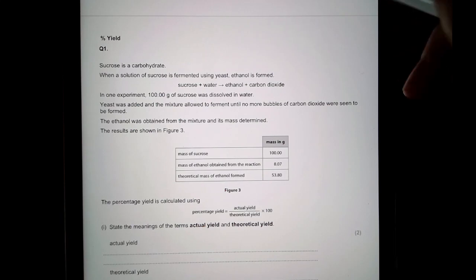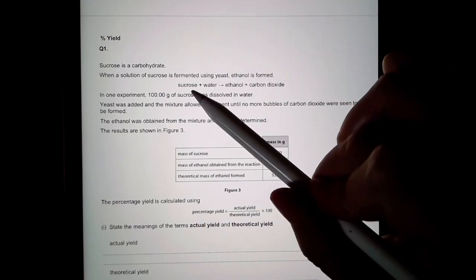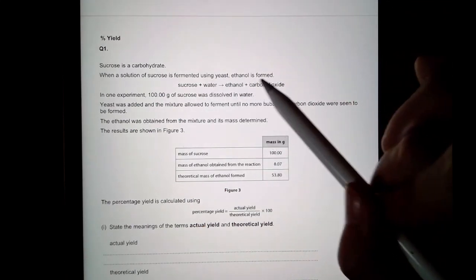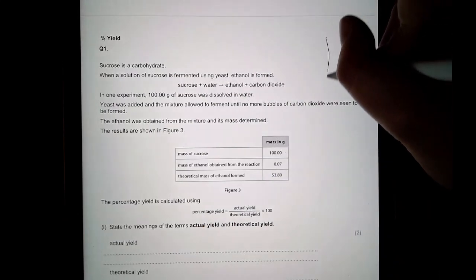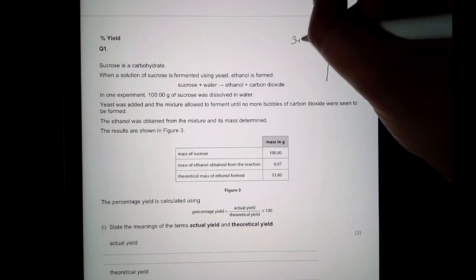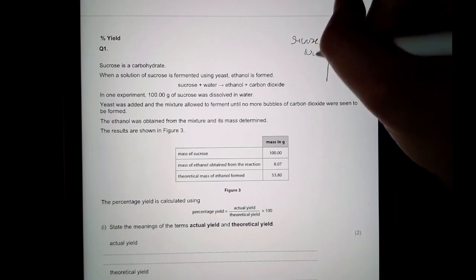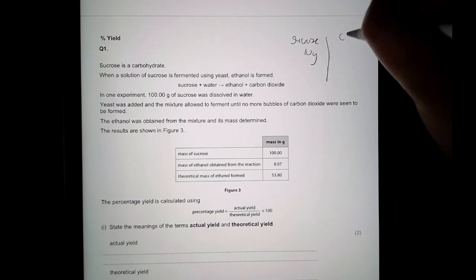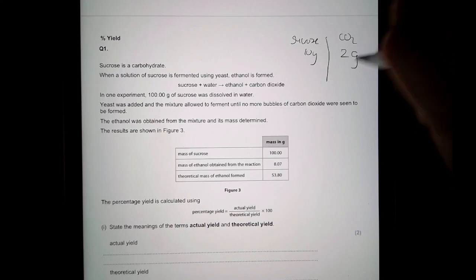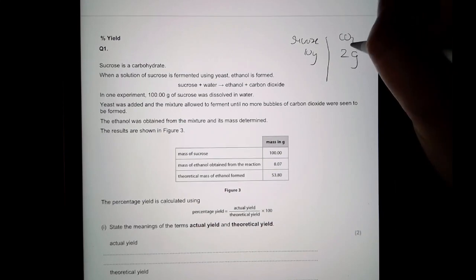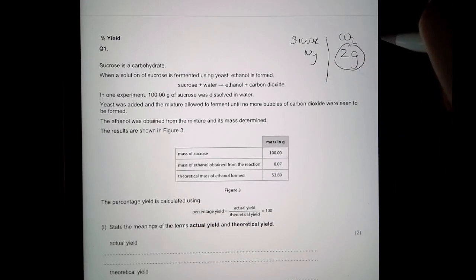So percentage yield, if we just look here at a reaction, you've got sucrose and water and it makes ethanol and carbon dioxide. And when we do our moles table, just say we were told how much sucrose we started with. We start with 10 grams of sucrose and they wanted to know how much carbon dioxide you are going to make. And you fill in your moles table and you work out that you should make 2 grams of carbon dioxide. This number that we've worked out is called the theoretical yield.